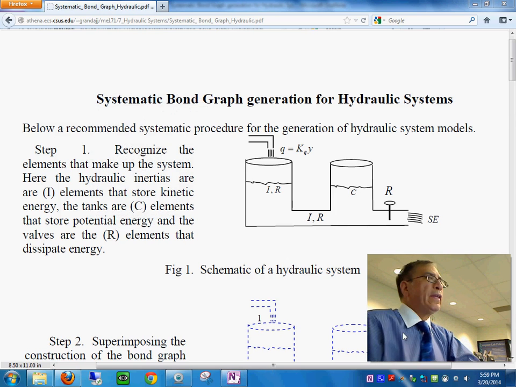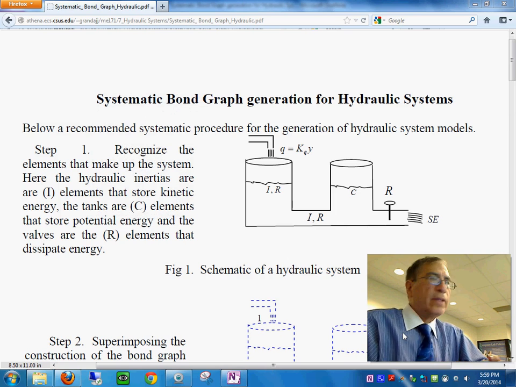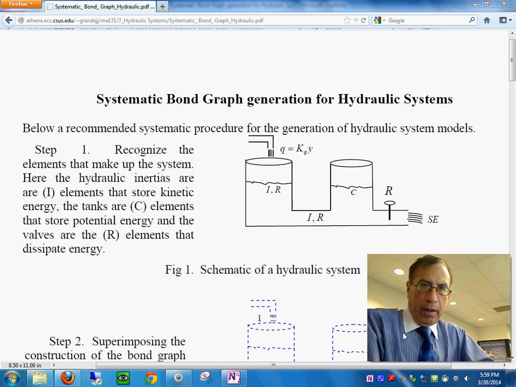Today we're going to see this model of this hydraulic system that you see on the screen. And the idea here is that we would like to outline some steps on how to do hydraulic systems, and then we're going to enter those into the CAMG software.